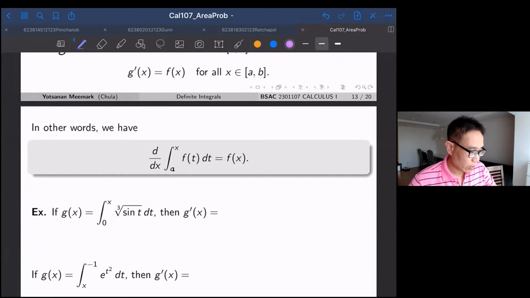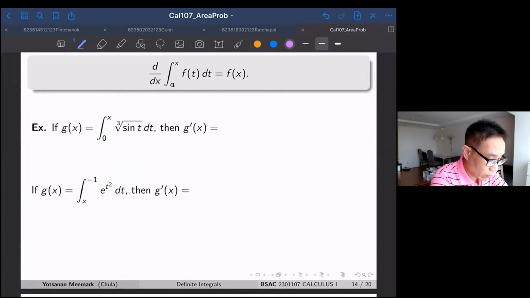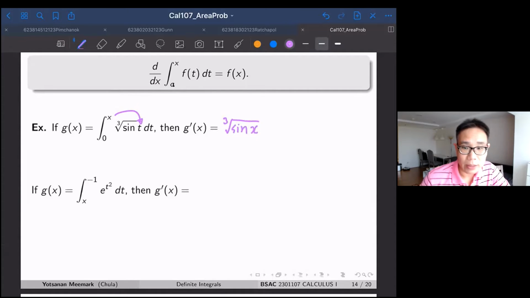If you have g(x) equal to the integral from 0 to x of the cubic root of sin t dt, then g'(x) is found by plugging in x for t, so it's the cubic root of sin x. And that's all we have to do.